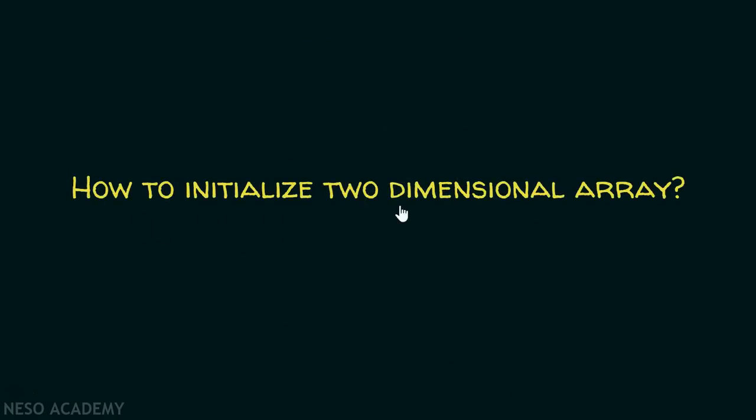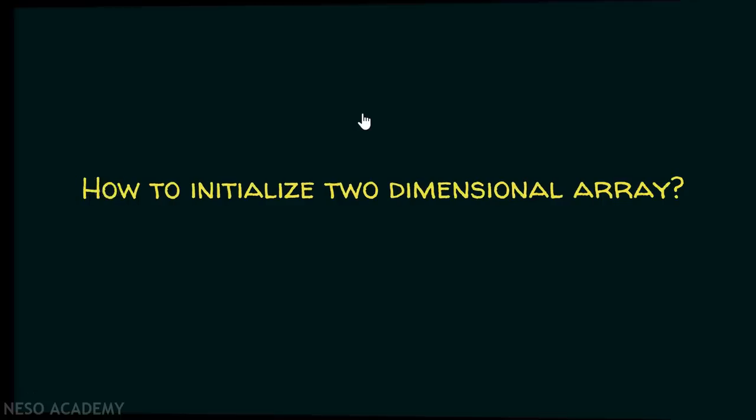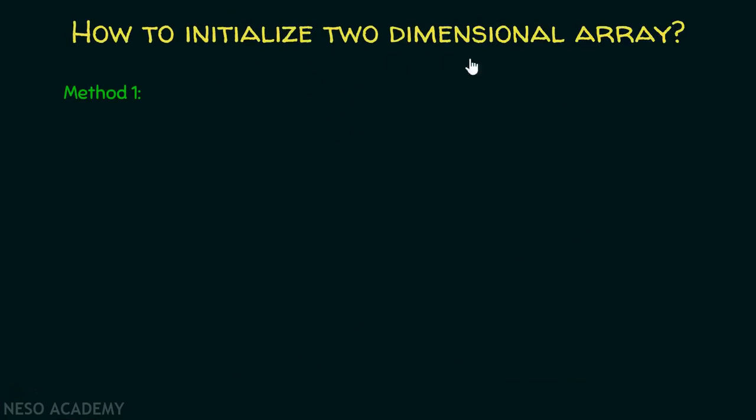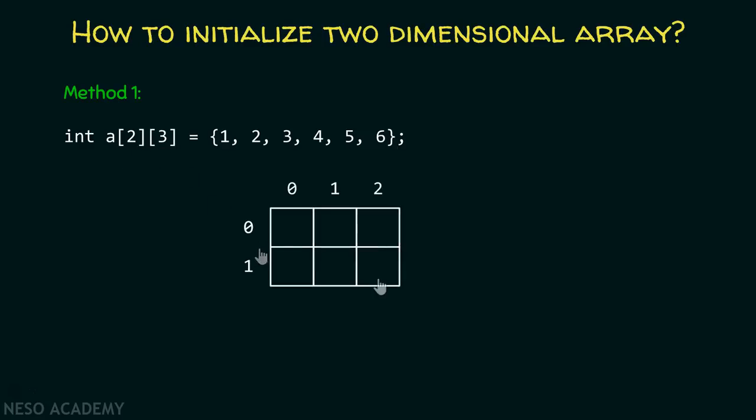Let's see how we can initialize two-dimensional arrays. In order to initialize a two-dimensional array, there are two methods that I'm going to discuss. The first method is this. We can initialize a two-dimensional array by simply mentioning the elements inside these curly brackets. Okay? As this array consists of 2 rows and 3 columns, let me draw them over here. And please note down that index always starts from 0. When I'm saying 2 rows, the index starts from 0 and ends at 1. And when I'm saying it consists of 3 columns, that means the index starts from 0 and ends at 2.